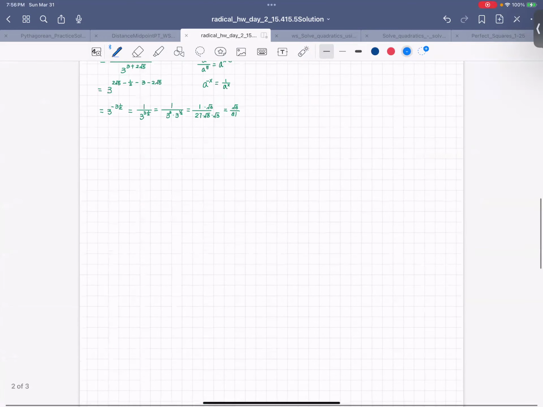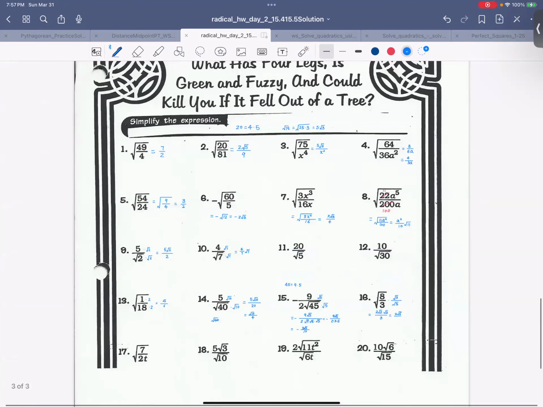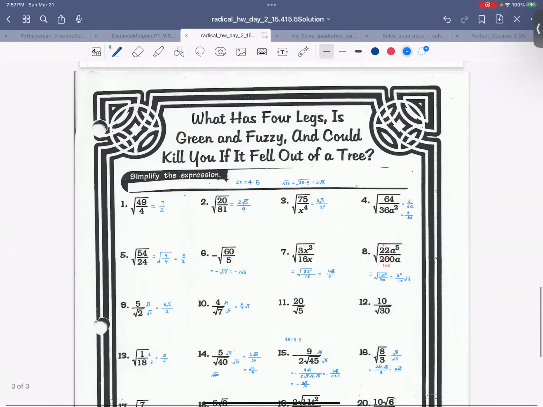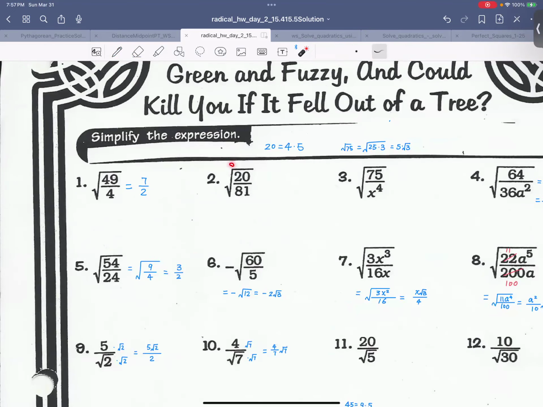Now, let's see something over here, okay? Look at this one. Let's try this one. 20 is what? 4 and 5. 81 is who? 9 and 9. So the bottom one, you take out 9. And the 4, you take out 2. And inside, you have a square root 5. Does this make sense? Yeah.